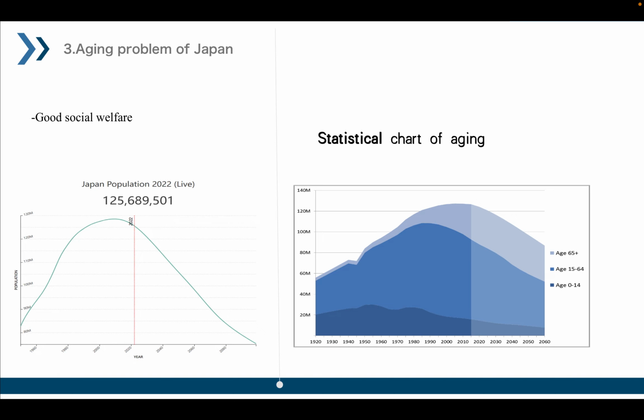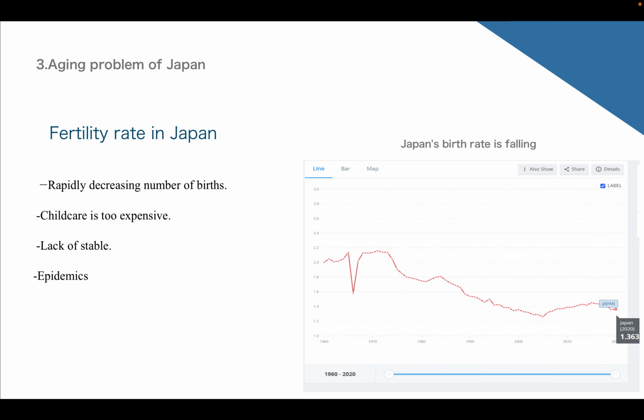Next page, please. We can look at the chart first. No, it's the last slide.